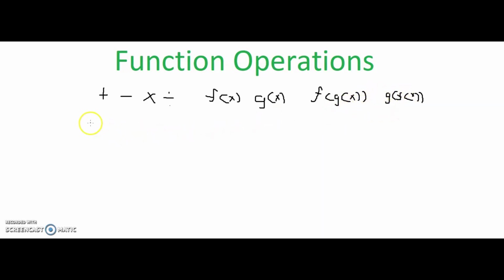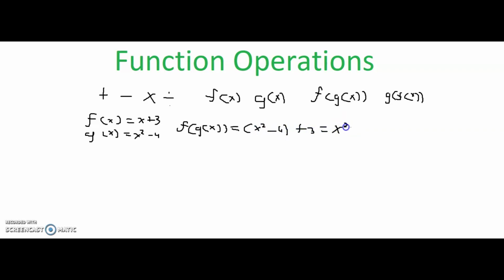And giving you a brief example, let's say we have f of x is equal to x plus 3, and we have g of x is equal to x squared minus 4. If I wanted to find f of g of x, wherever I see x in f, I would plug this in. So I would plug in x squared minus 4 for x, and then I'd have the plus 3 at the end. So simplifying that, that becomes x squared minus 1.